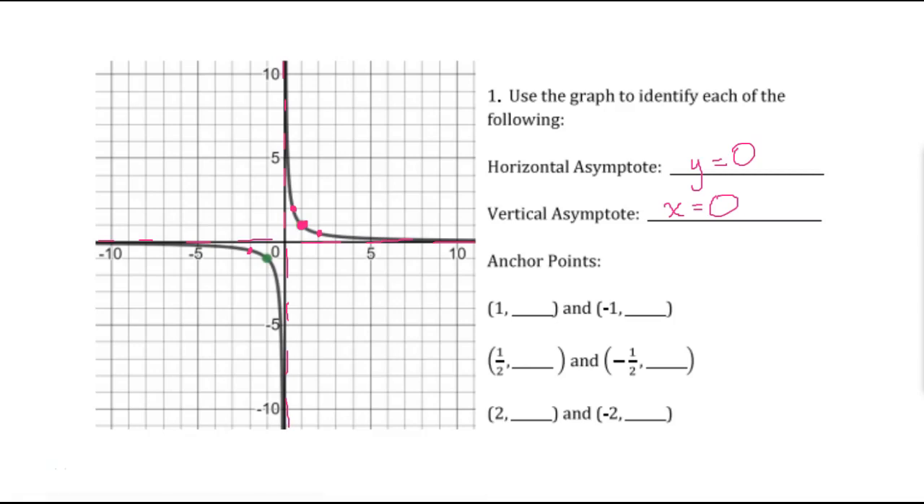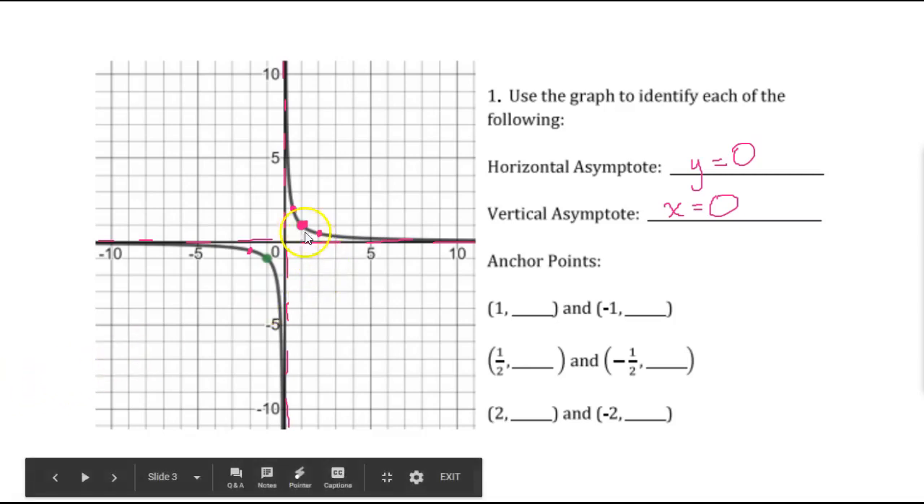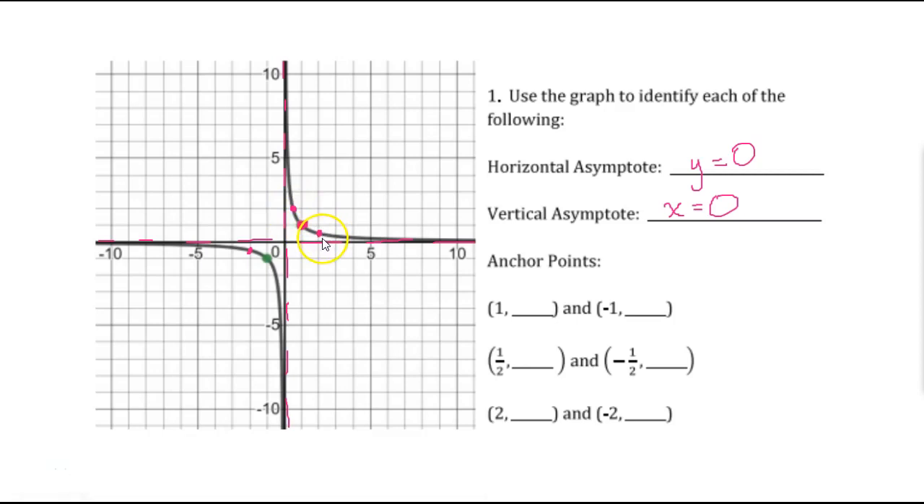Anchor points. What we're talking about here are points on the actual graph that we can use as references to do all of our transformations, to do our translations, our reflections, our stretches. And so when we look at the corner, that's one of the easiest points to deal with. We have the point 1, 1, and the point -1, -1.